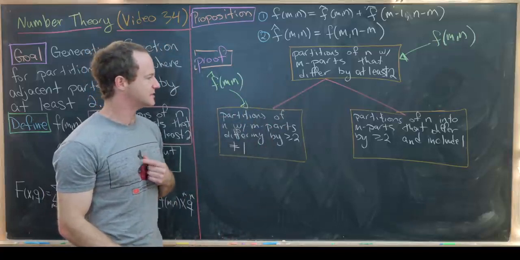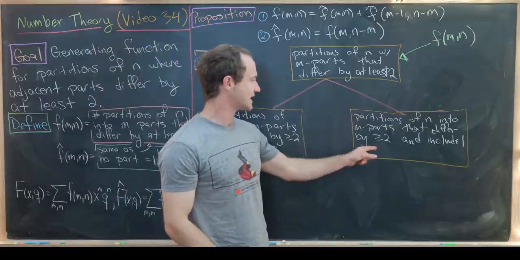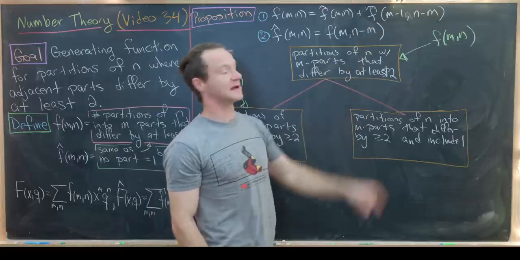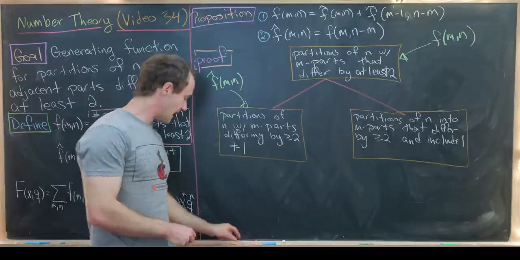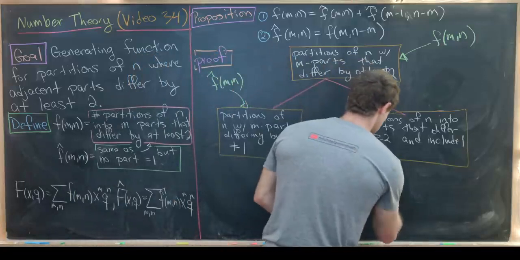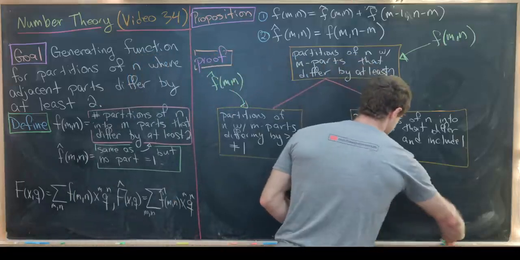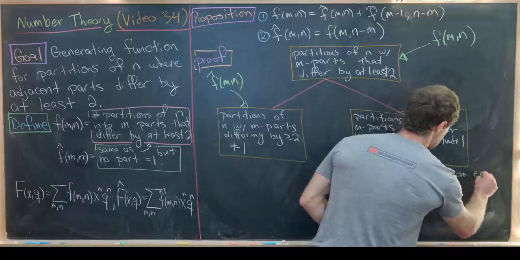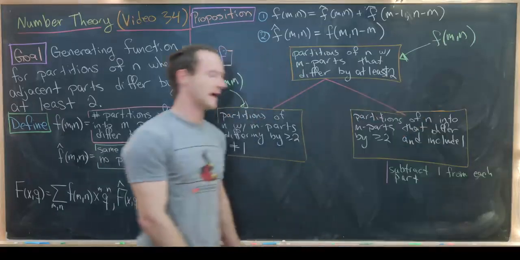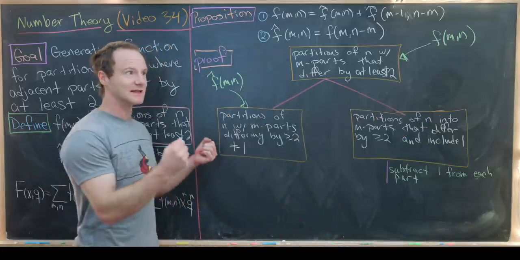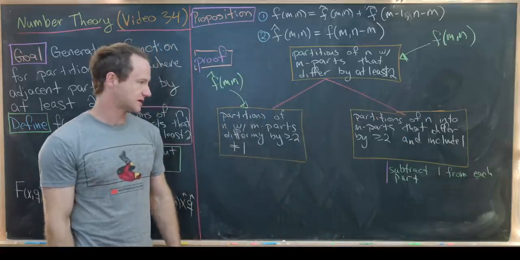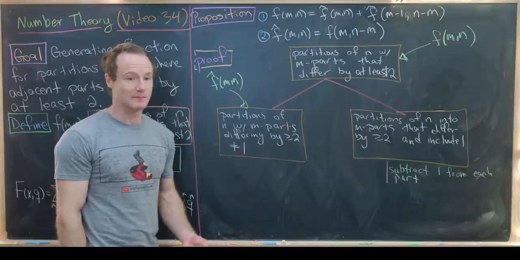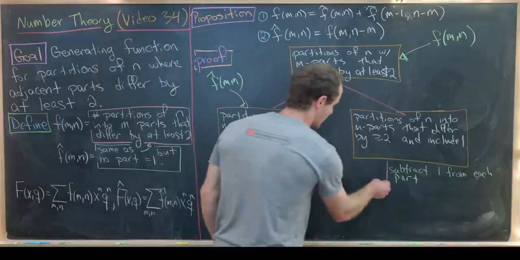Okay, so now what can we do? We want to somehow translate these types of partitions into partitions that are being counted by this function. And that's not too hard. So what we'll do is subtract 1 from each part. So that means that we're eliminating the last part, and then we are decreasing n by m. Okay, so let's see what effect that will have.